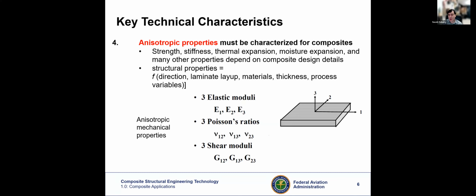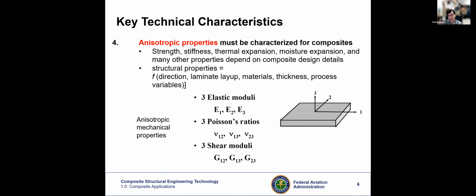Four is that unlike metals, these materials are anisotropic. Metals are isotropic, which means that in every direction their properties are the same, while composites we typically call orthotropic. If you take a lamina, in this case, where you have fibers that are parallel in direction one, and let's say it's a thin lamina, direction two is perpendicular to the fibers, and direction three is out of plane.